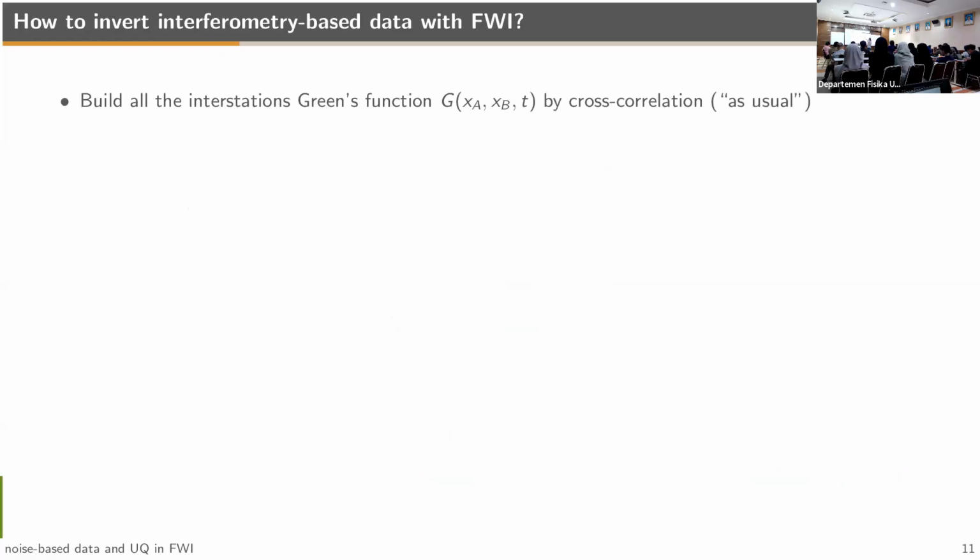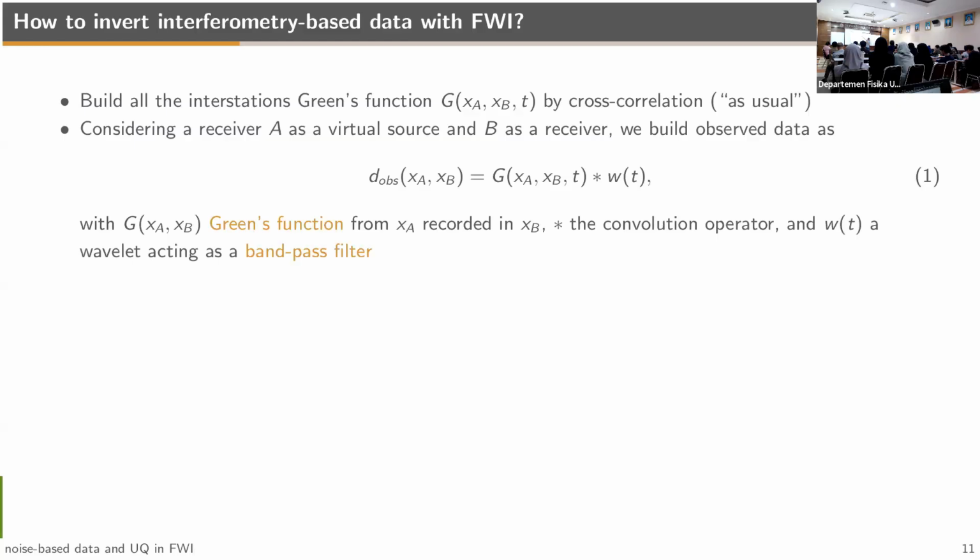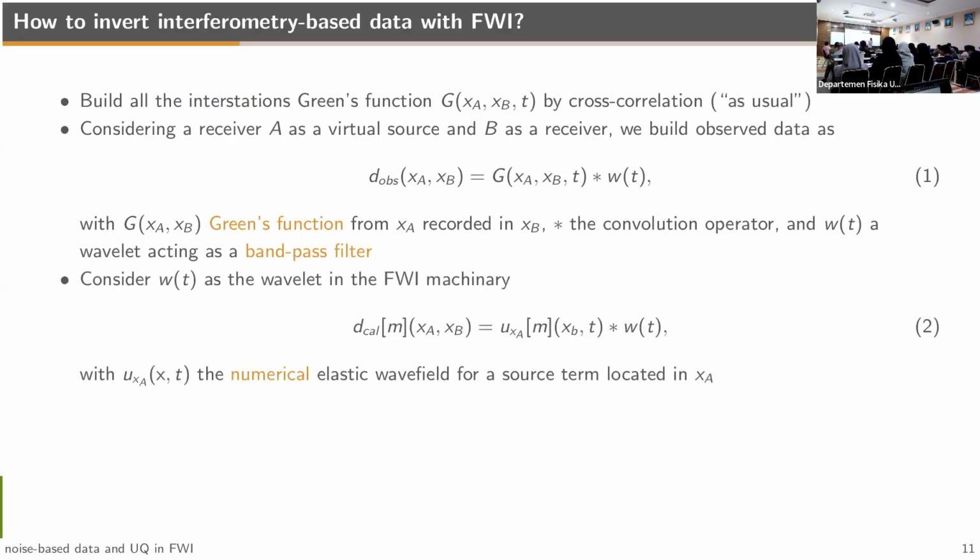If we go back to the Green's function definition that we retrieve from the cross-correlation, we can use this empirical Green's function and convolve it with a filter or a wavelet. This convolution of the Green's function by a wavelet can directly be our observation that we use in full waveform inversion. If we then use the same wavelet to feed our forward solver, we can compute the calculated data. So we have everything in hand, the observed data coming from the Green's function, the calculated data coming from our forward simulator, and then we can just do inversion.